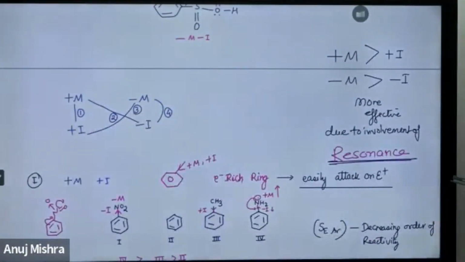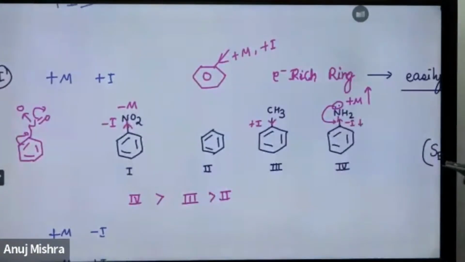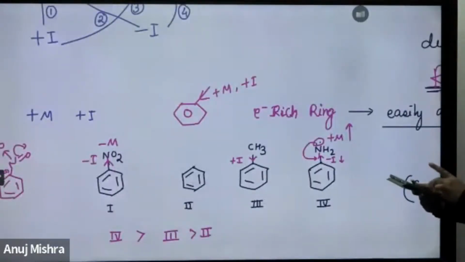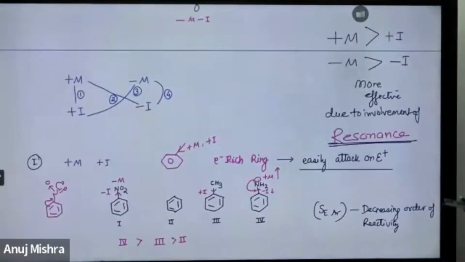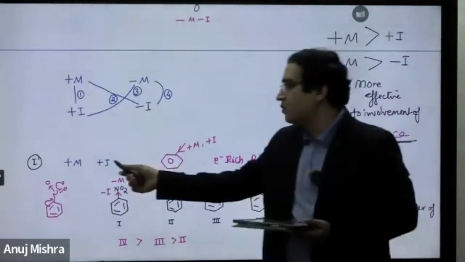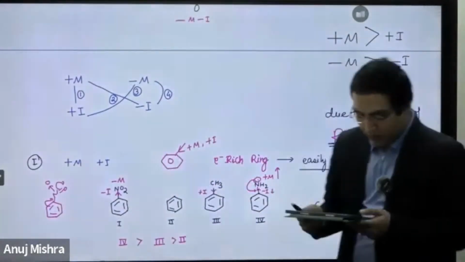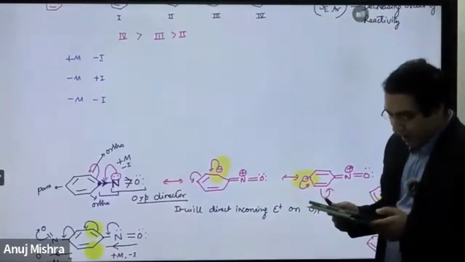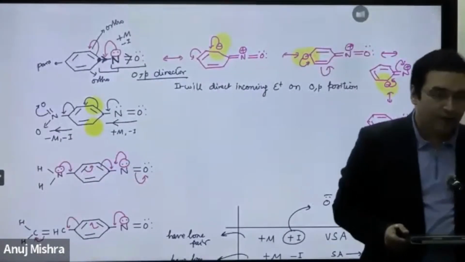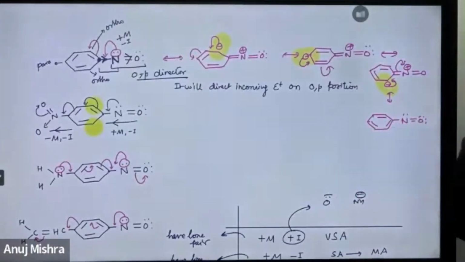Out of 1, 2, 3, 4, plus M plus I cases, I have mentioned the O negative wala case, right? Plus M plus I case was O negative wala case. NH minus wala case, right? Minus M minus I cases we have seen earlier, right? A lot of minus M minus I cases we have seen. Plus M minus I case, I said it is a rare case, right?